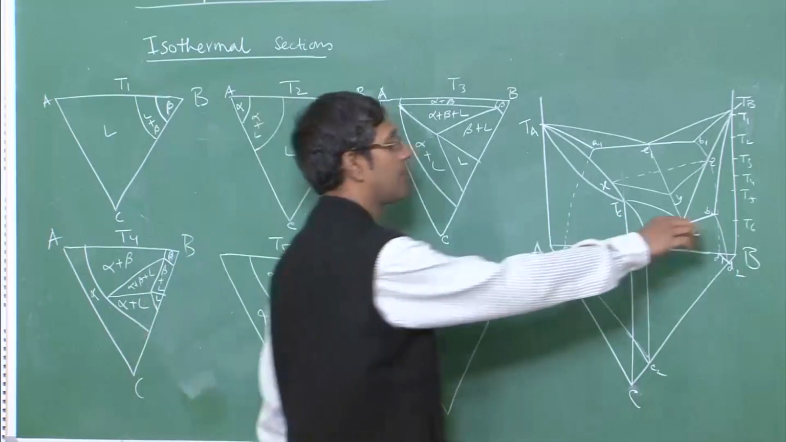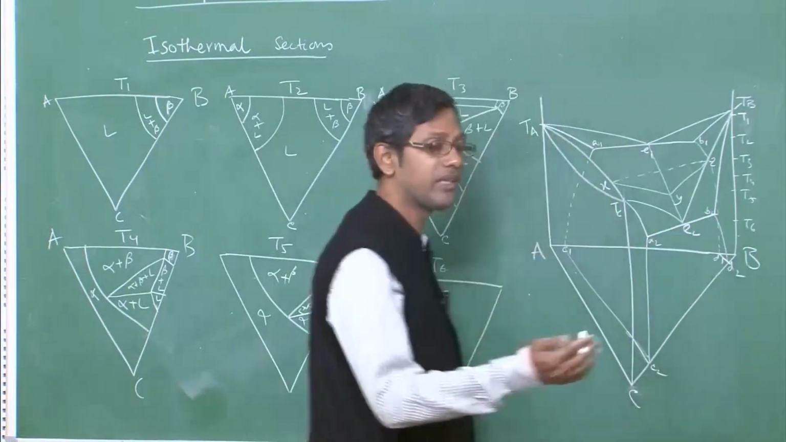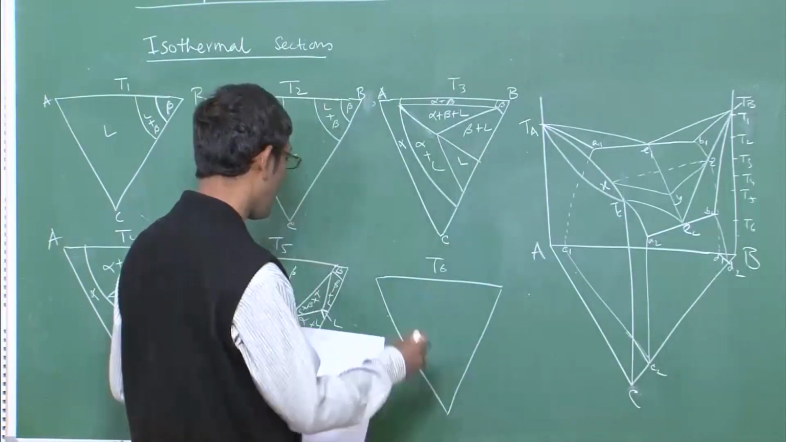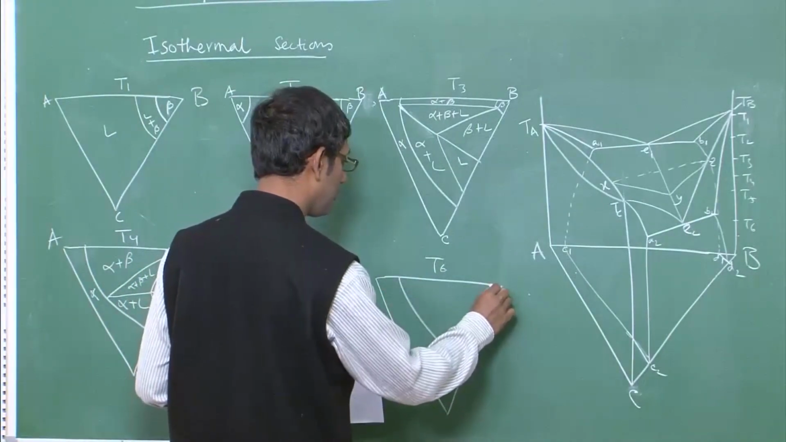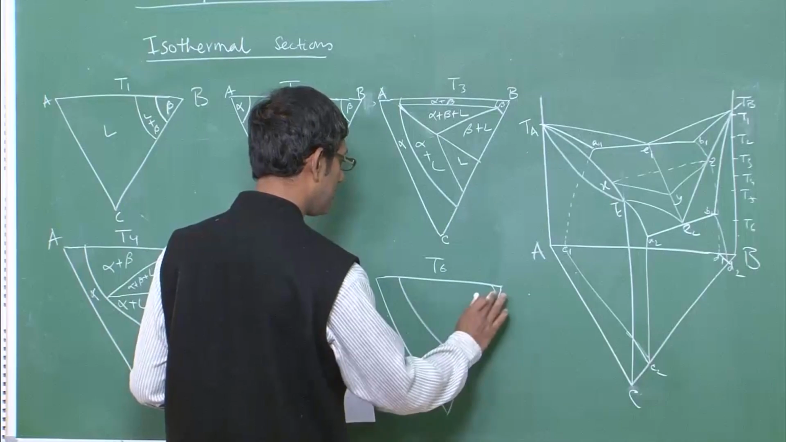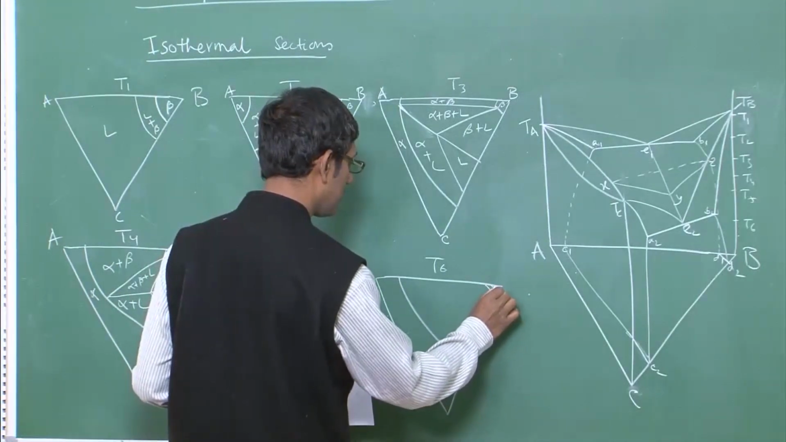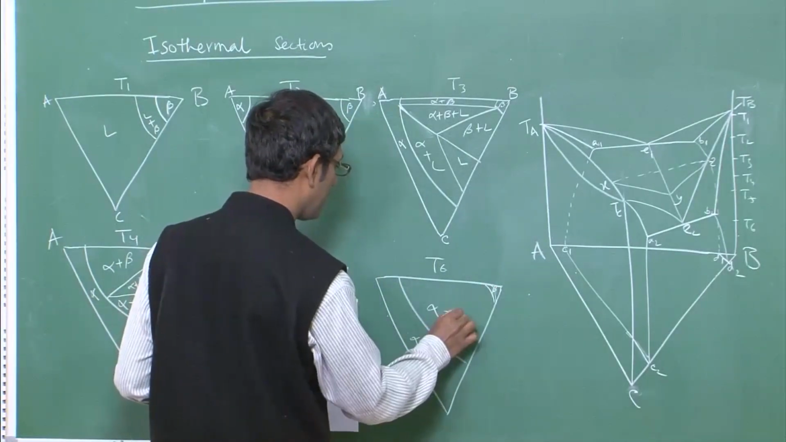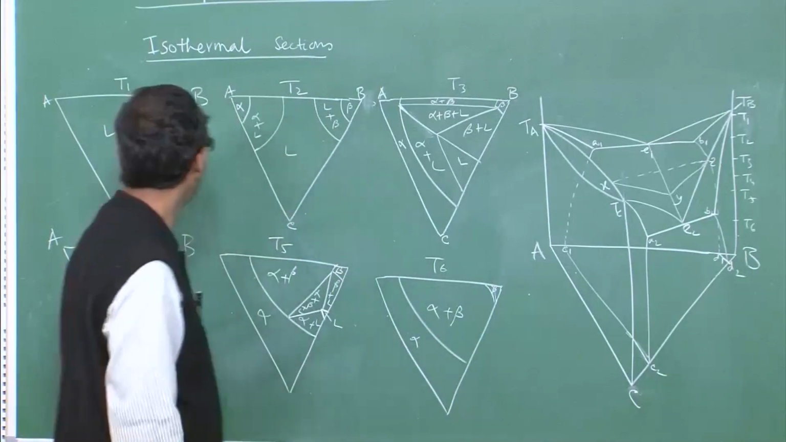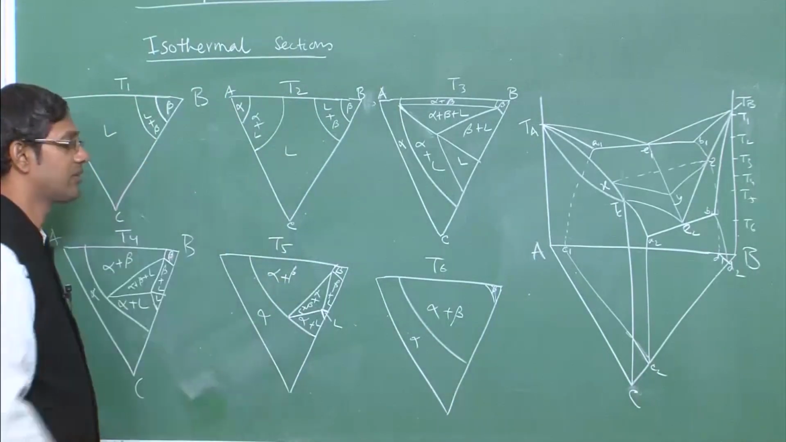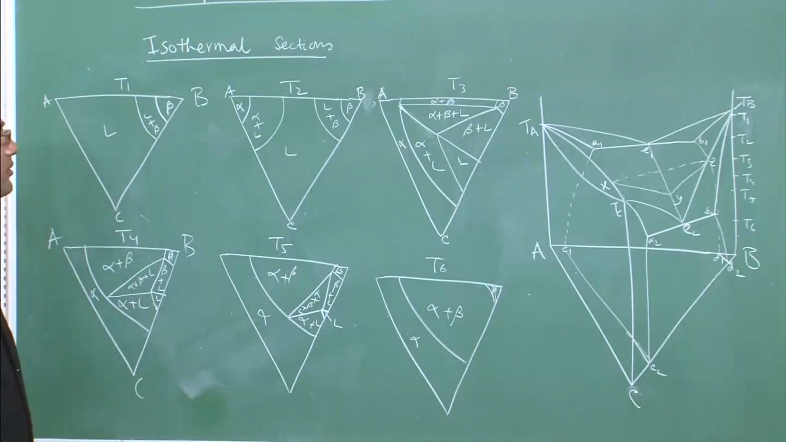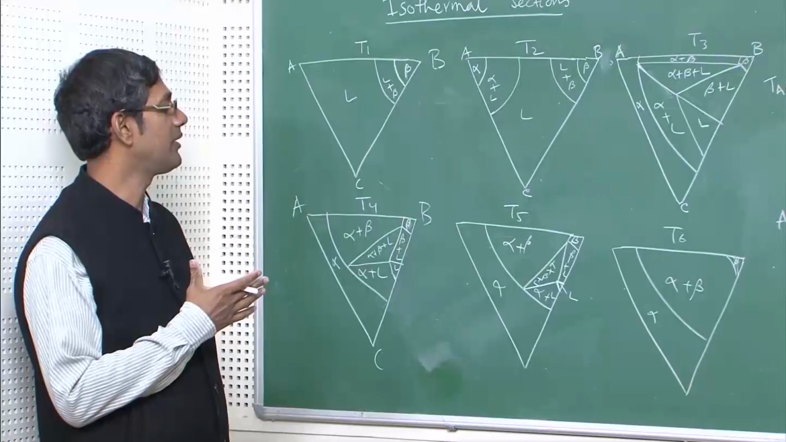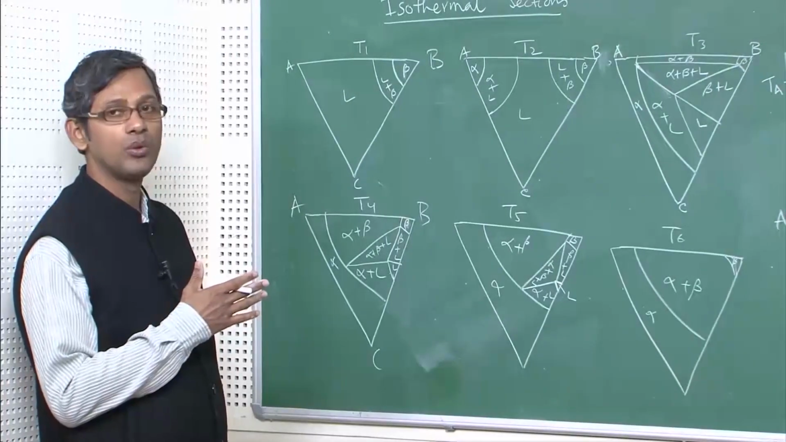At T6 it is below the E2. Therefore, everything is solidified. So, what we will have is basically a large portion of alpha, small beta, and alpha plus beta. This has more similarity with T6, and T5 and T1 have similarities. So, that is how these isothermal sections will look.